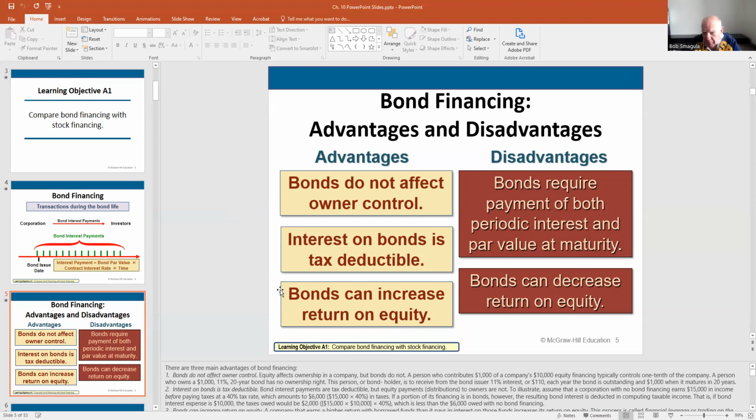But there are disadvantages with bonds too. A bond requires a payment every 6 months or every year, depending on what the deal is. And then at the end of the bond's life, which is called the date of maturity, you have to pay back the whole $100,000 or $10 million. And bonds can decrease your equity. If you borrow money at 5%, and then the interest rates go down to 2%, you're crazy to keep borrowing at 5%. The interest rates are now 2%, so your bonds are worth less.